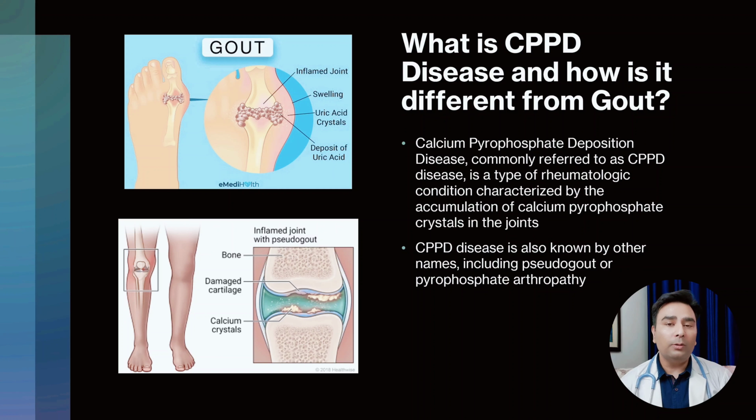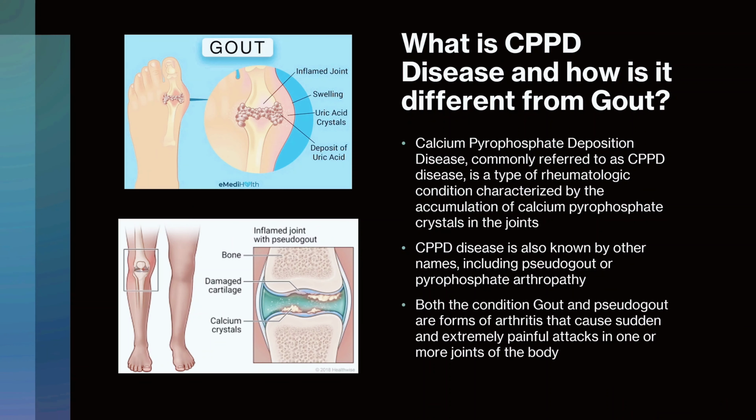CPPD disease is also known by other names including pseudogout or pyrophosphate arthropathy, whereas gout is caused by monosodium urate monohydrate crystals. Pseudogout is caused by calcium pyrophosphate crystals and is more accurately termed calcium pyrophosphate disease. Both conditions, gout and pseudogout, are a form of arthritis that causes sudden and extremely painful attacks in one or more joints of the body.